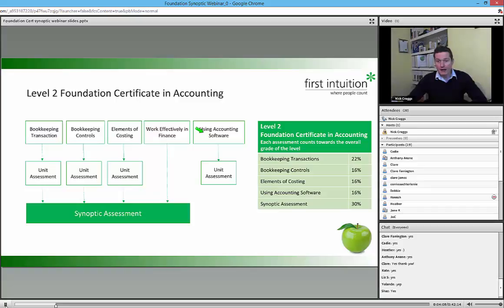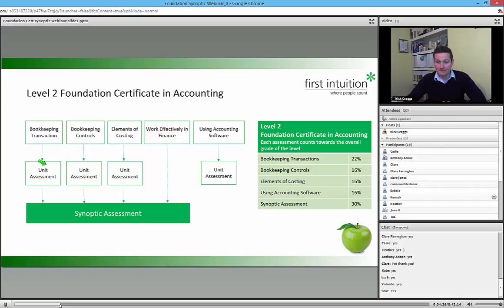Now, you'll see here that each assessment counts towards the overall grade of the level. You will get an overall grade for your AQ 2016 course, which is a new introduction for AQ 2016, which again, I think is another great thing. We'll go over the actual grades that are available, but for each of these exams here, you will get a percentage score, and the overall percentage score goes towards your overall grade.